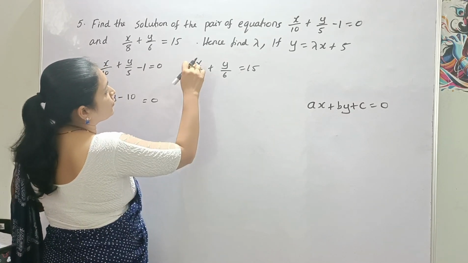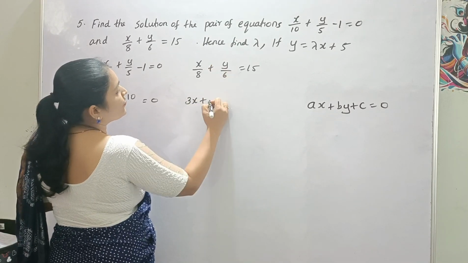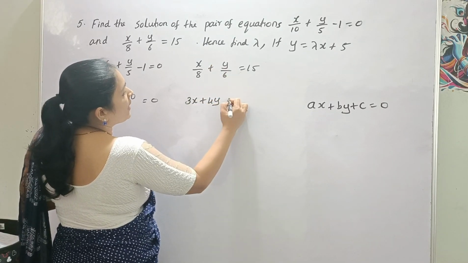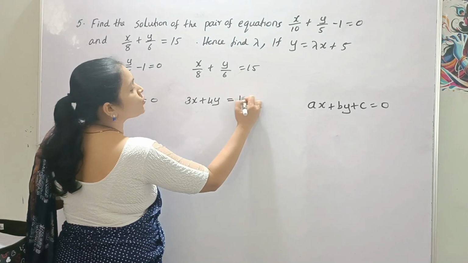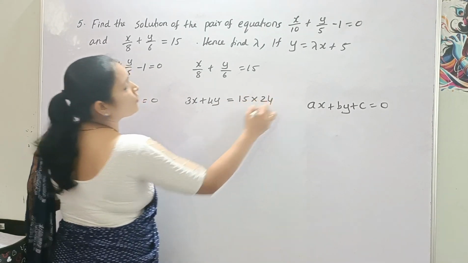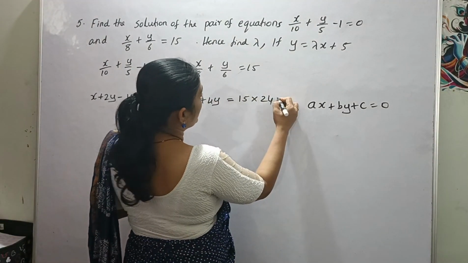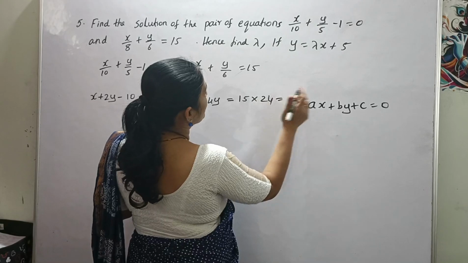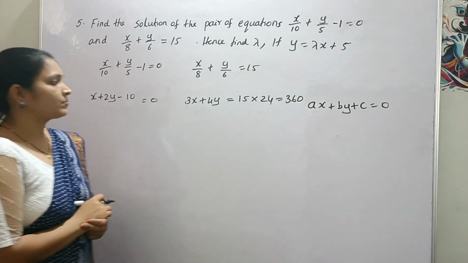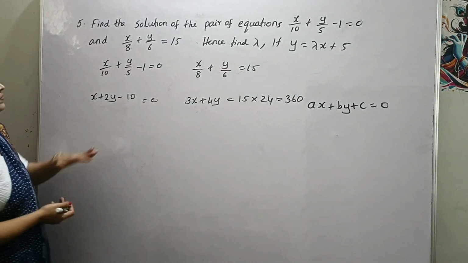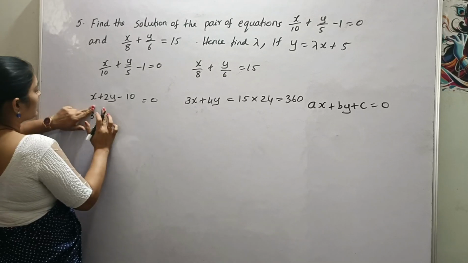24, right? 24. So here we have to multiply 3. 3x plus here 4y is equal to, divided by 24. Take this 24 here, so it will be 15 into 24. That is equal to 15 into 24, which is 15 into 4, 60. Yes, 360, right?